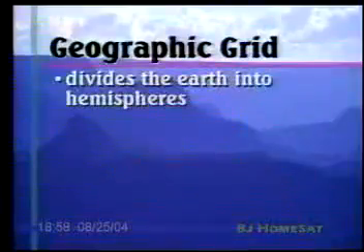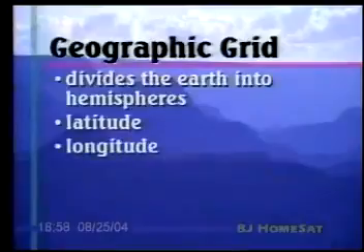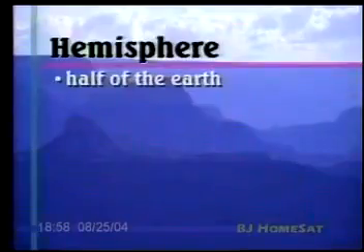And we're going to start by defining that. The geographic grid divides the Earth into hemispheres, and using latitude and longitude. We're going to look first at the hemispheres, and this should be a review to you because you should already know what a hemisphere is. Just as a review, a hemisphere is half of the Earth, and my question to you is, how many hemispheres are there?